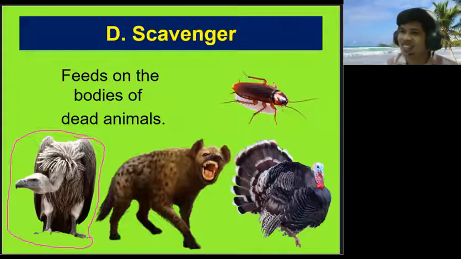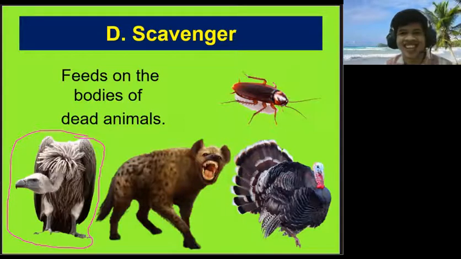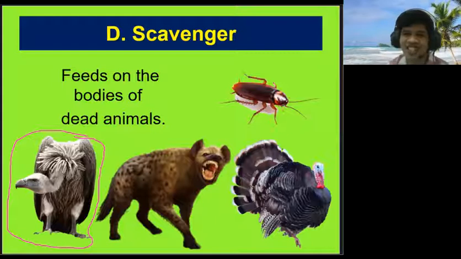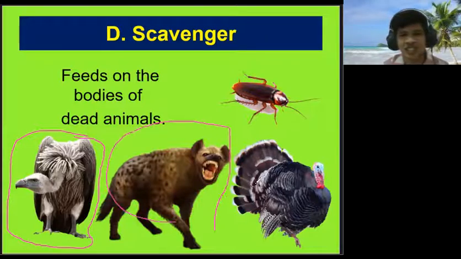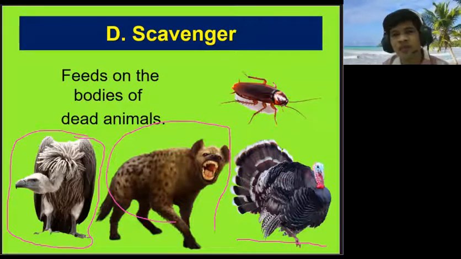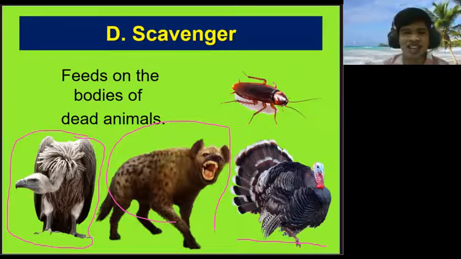A legendary creature. Okay, mythical animals, meaning just in the imagination. And bird, yeah. So this one is a hyena. This one is called the turkey, and cockroach. All right. So these are called scavengers.